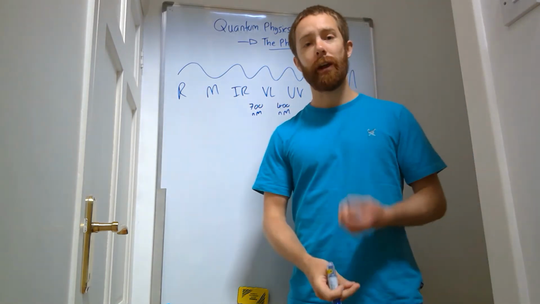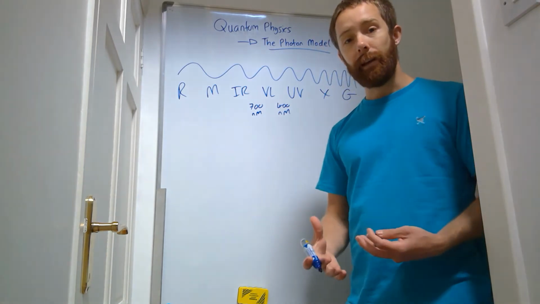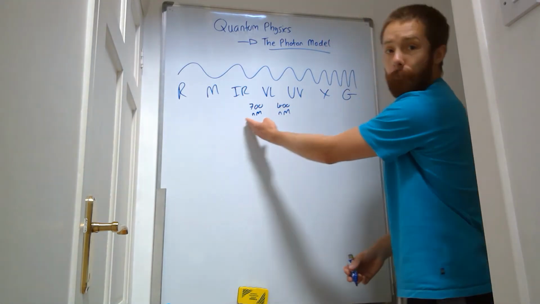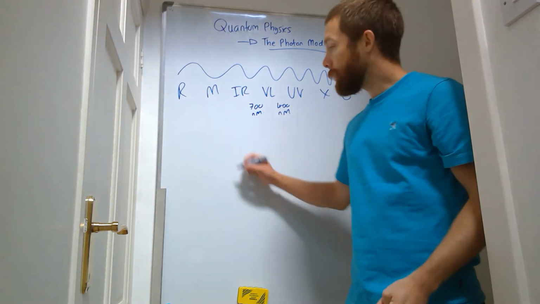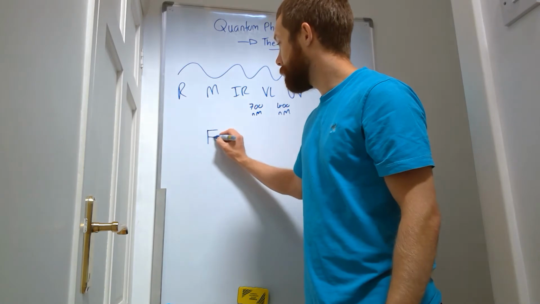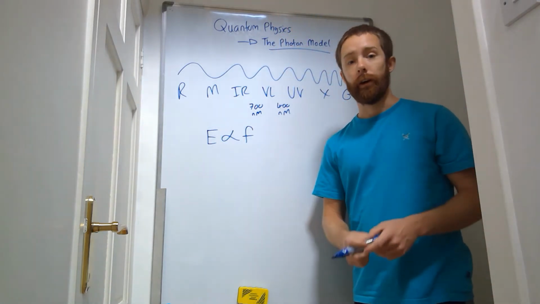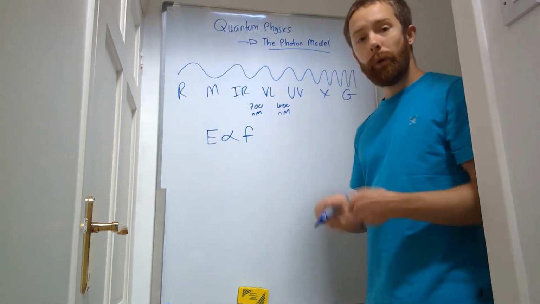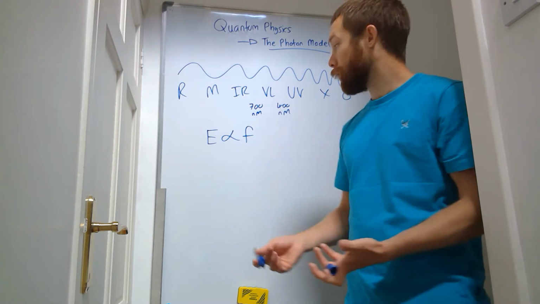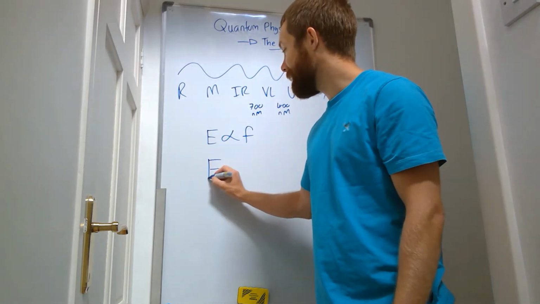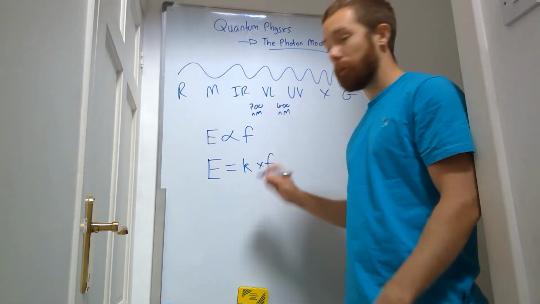And there is an actual calculation that we can do. It's a fairly straightforward one, because we can see that as the frequency increases to high frequency here, the energy increases. And we would actually say that the energy is proportional to the frequency of the light. Now, if we've got a proportionality, we can always say that the energy is equal to some constant times the frequency.